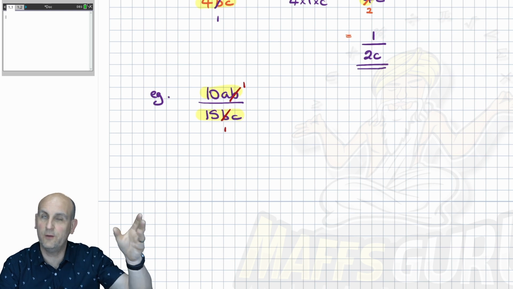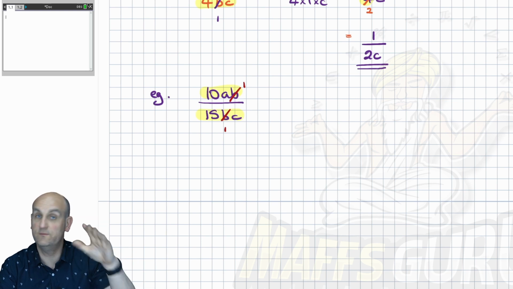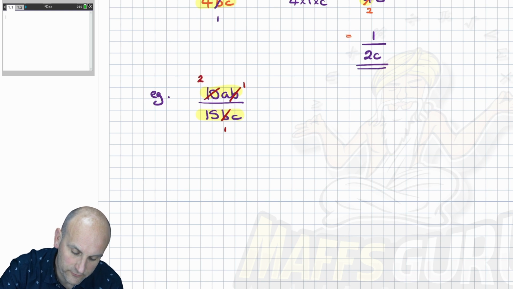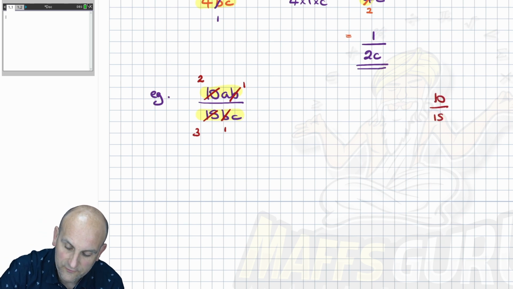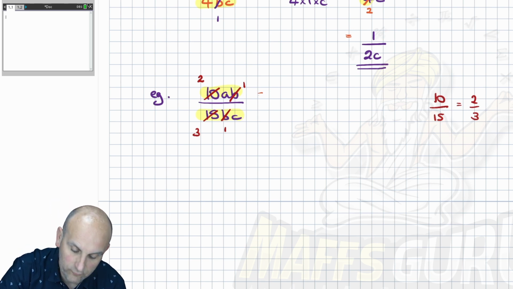We've got a 10 on the top and a 15 on the bottom. What is the highest number that goes into 10 and 15? 5. Now this helps if you know your times tables. So 10 divided by 5 is 2. 15 divided by 5 is 3. So again, if I'd written 10 on 15, the chances are you would have eventually got to 2 on 3. So now let's write this out long ways.